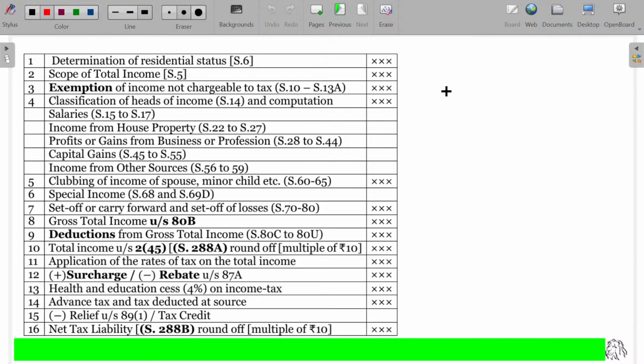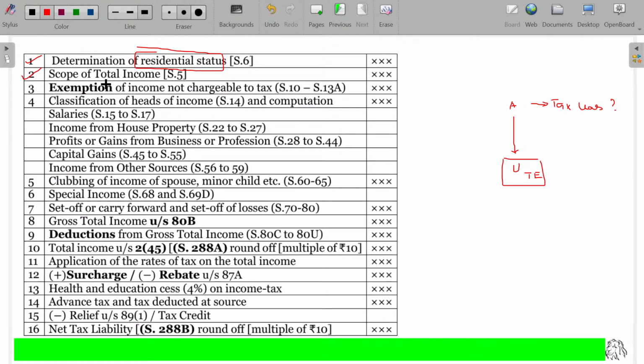Listen, as you are being the tax expert, Mr. A approaches you to find out his tax liability. Okay. Now, what do you have to do to find out his tax liability as the tax expert? Step number 1, you have to determine the residential status. We are going to study that in detail under section 6.